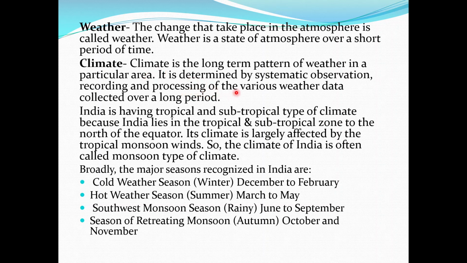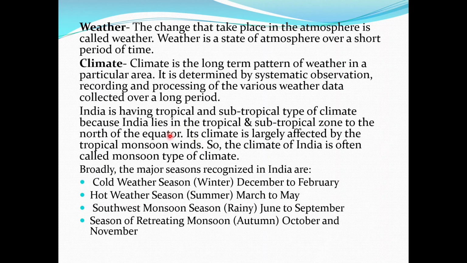And climate is systematic observation, meaning that we observe what the weather condition will be for a long time, what the process of that is, and record those things about the weather. Then we come to the climate of that particular area. And now we will talk about India's climatic conditions.